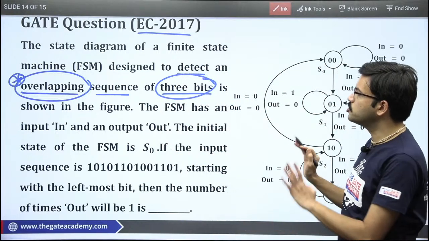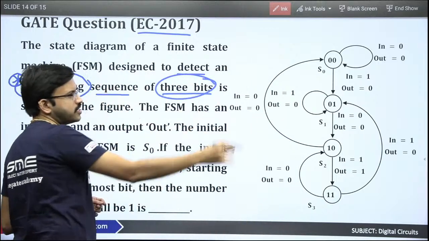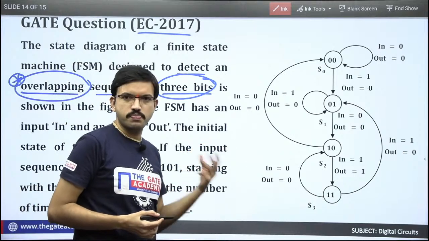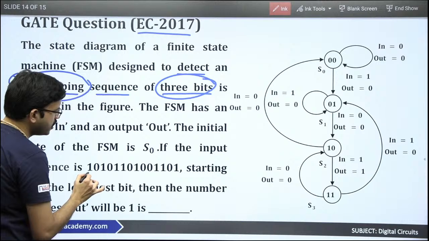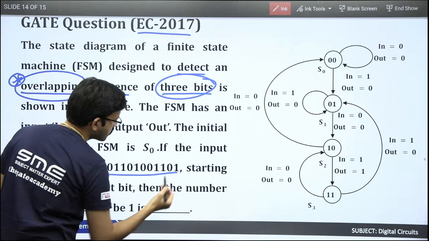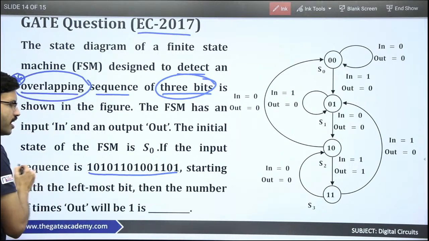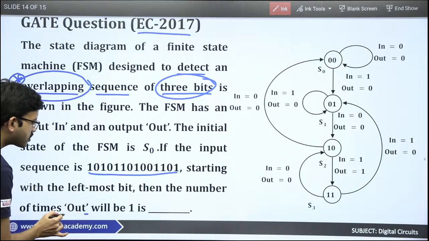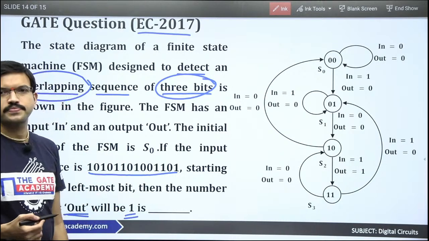The only thing you have to identify is which bits it is detecting. This particular state diagram corresponds to the sequence detection of which bits? First you have to identify that. After that, they have given the bit sequence like this. From left to right they are sending bit by bit. So for how many times will you get output as 1? That is the question.